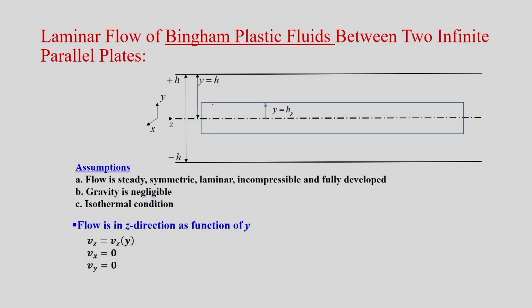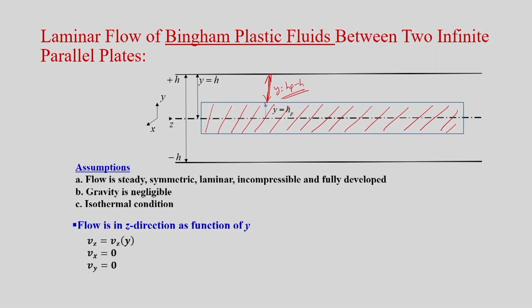Up to that point the material flows like a plug, like a solid mass, and it does not deform in this region. After crossing y equals hp, the shear stress is more than the yield stress, so the fluid will start deforming in the region between y equals hp to h. In this region deformation takes place, and the material flows like a viscous fluid, right. That is what we are going to see now.